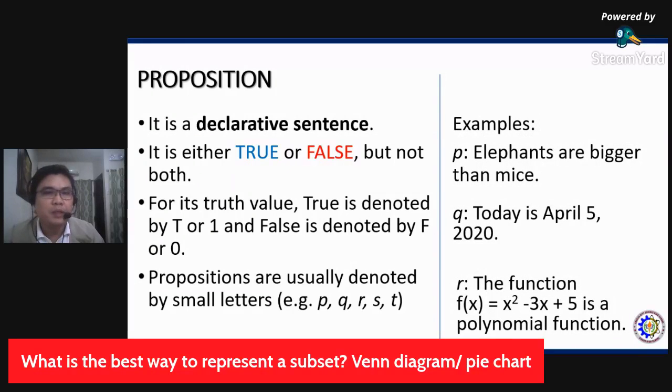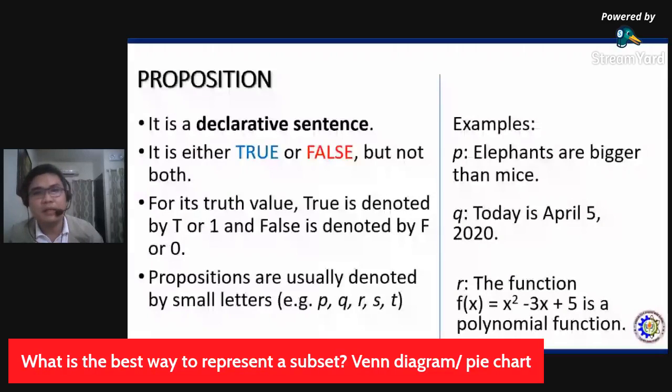Say proposition P represents "elephants are bigger than mice." The statement "elephants are bigger than mice" is a declarative sentence, so that's the one condition of a proposition met here. And number two, does it have a truth value? Yes. Elephants are bigger than mice, so the truth value of it is true. Therefore, this proposition P, elephants are bigger than mice, is a proposition.